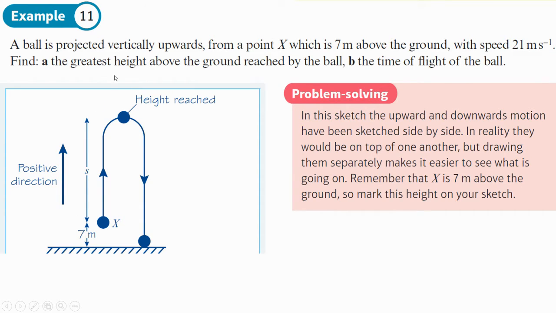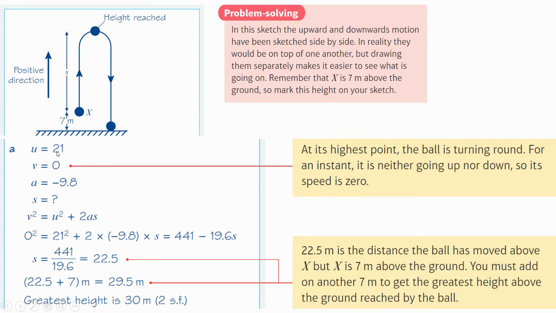Okay, so first thing, the height above the ground it reaches and the time of flight. So let's write down what we know. So we know initial velocity is 21. Final velocity is 0. We're going to say it's 0 because when it reaches the top, that is when gravity has overwhelmed the initial velocity and it's neither going up nor down and it's about to go down. Gravity is minus 9.8 now because it is acting in the opposite direction to the one we've picked as positive, and the distance is what we're looking for.